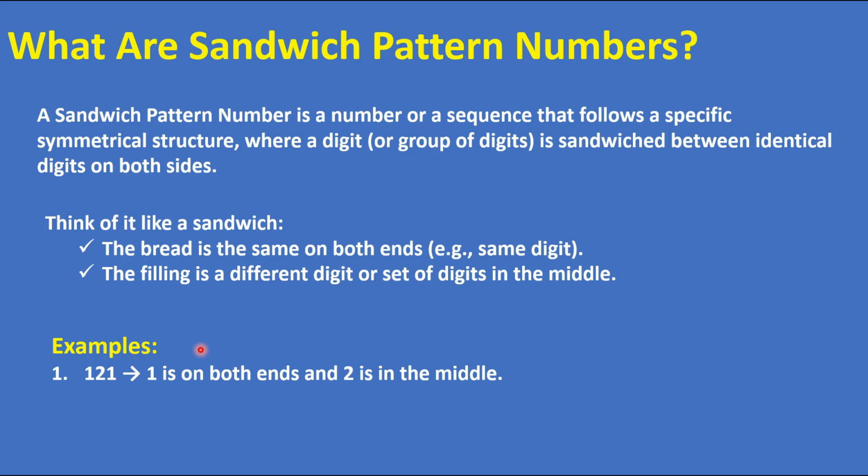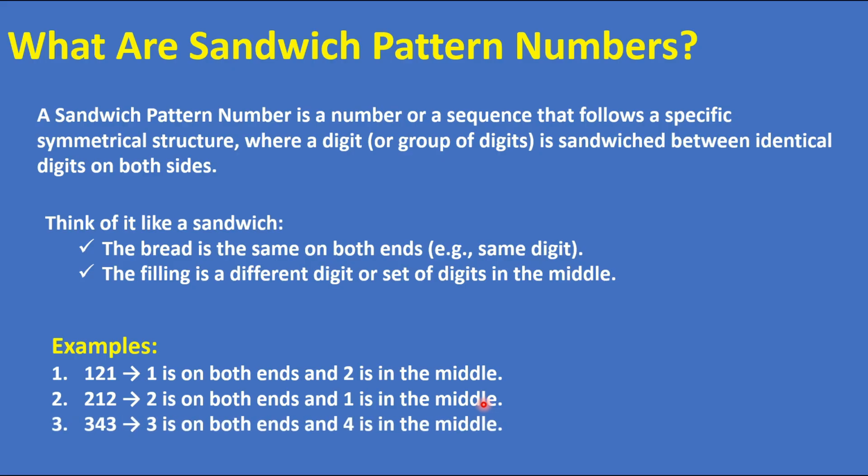Examples. Here is one sandwich pattern number, 121. 1 is on both ends and 2 is in the middle. Please note that the middle number should not be equal to either one of the end numbers. 212: 2 is on both ends and 1 is in the middle, so this is also a sandwich pattern number. The third one, 343: 3 is on both ends and 4 is in the middle, so this is also a sandwich pattern number.